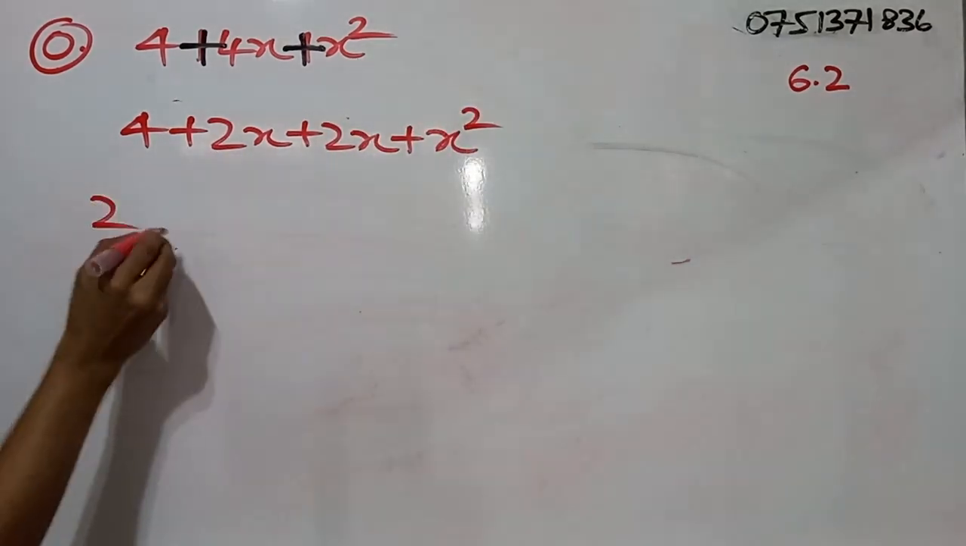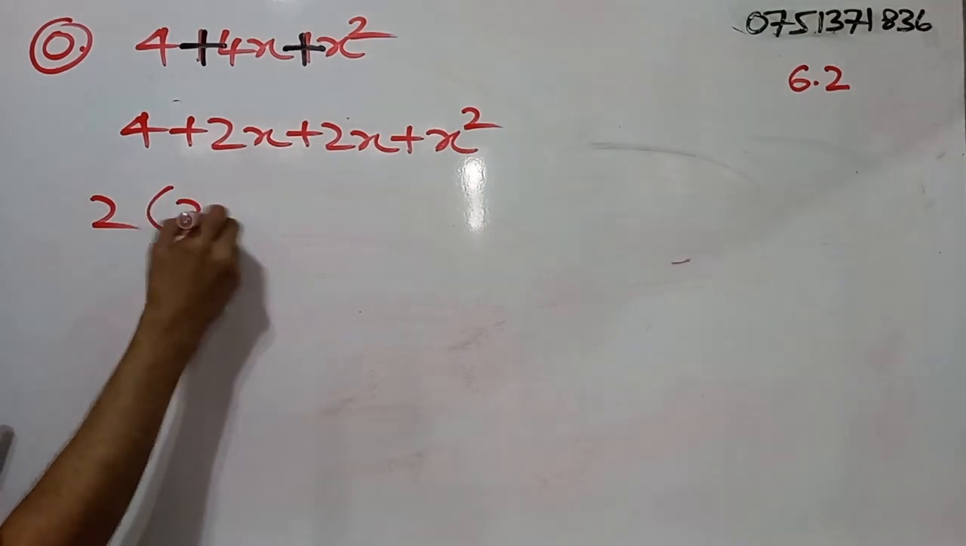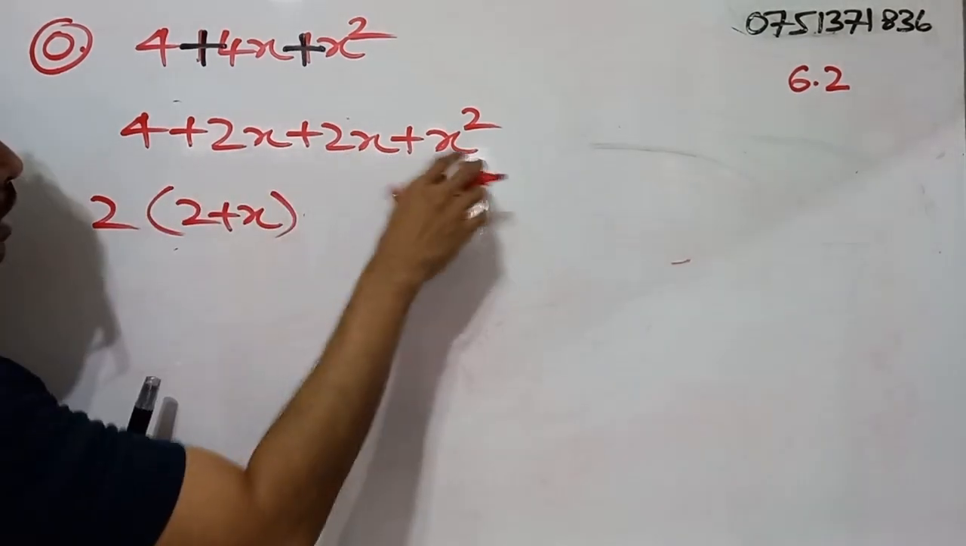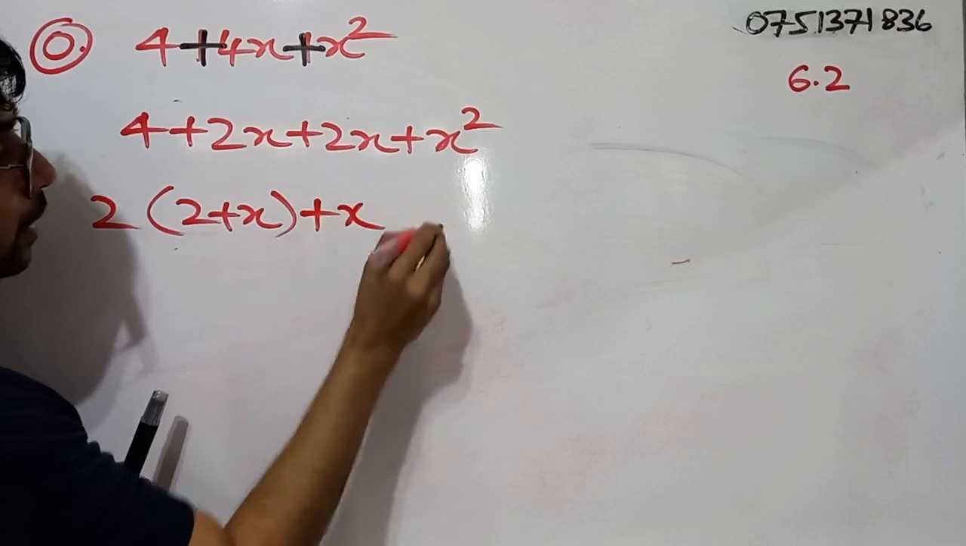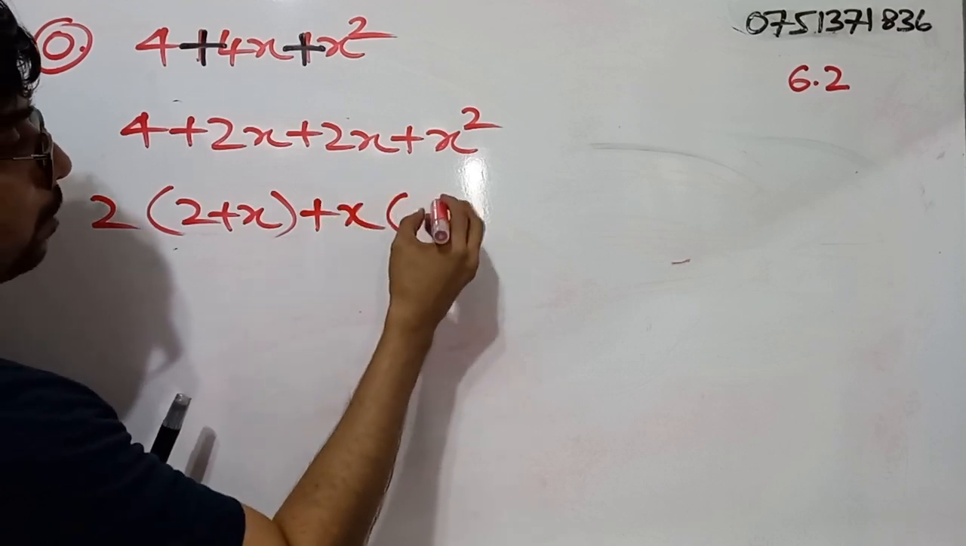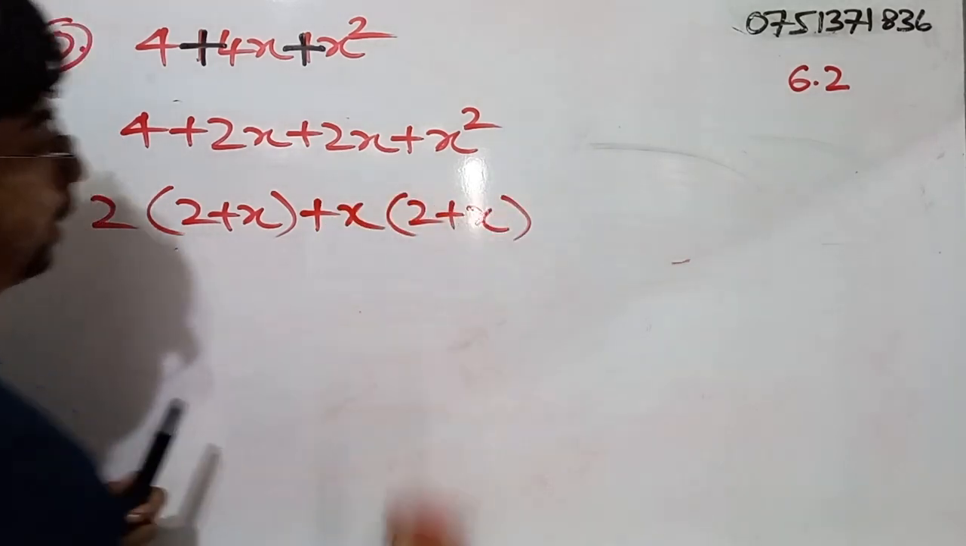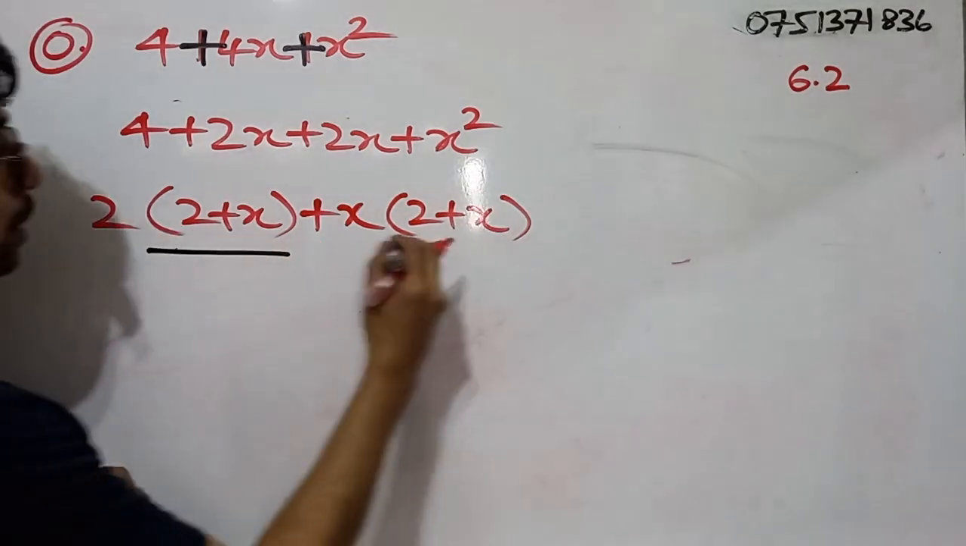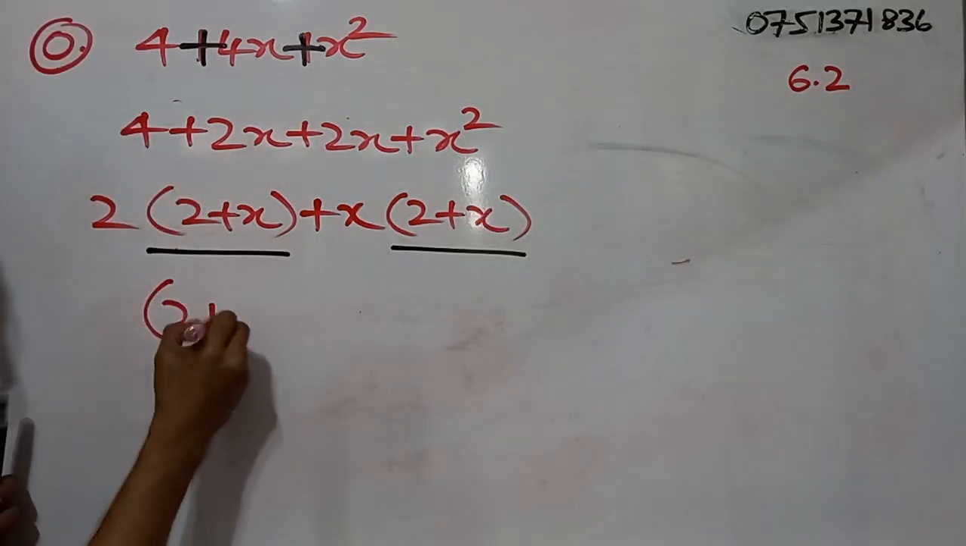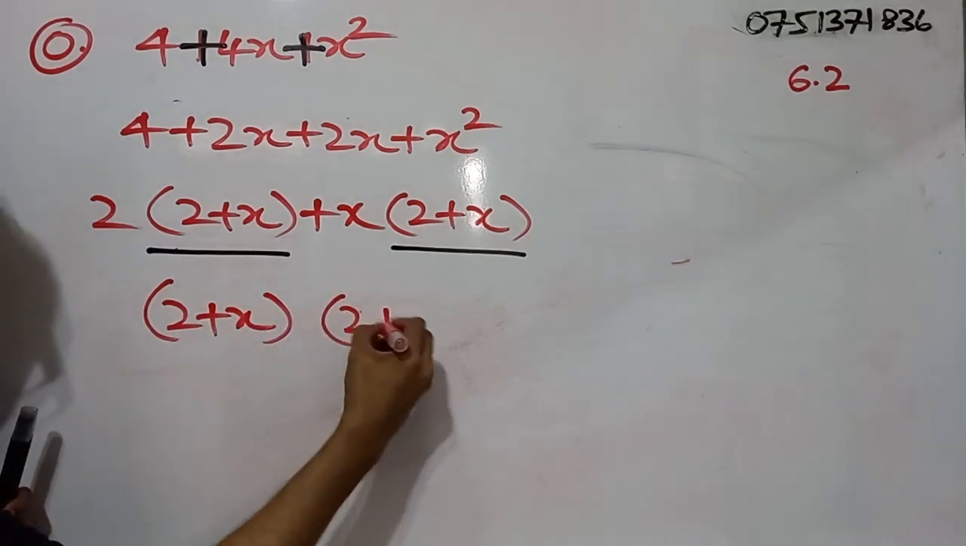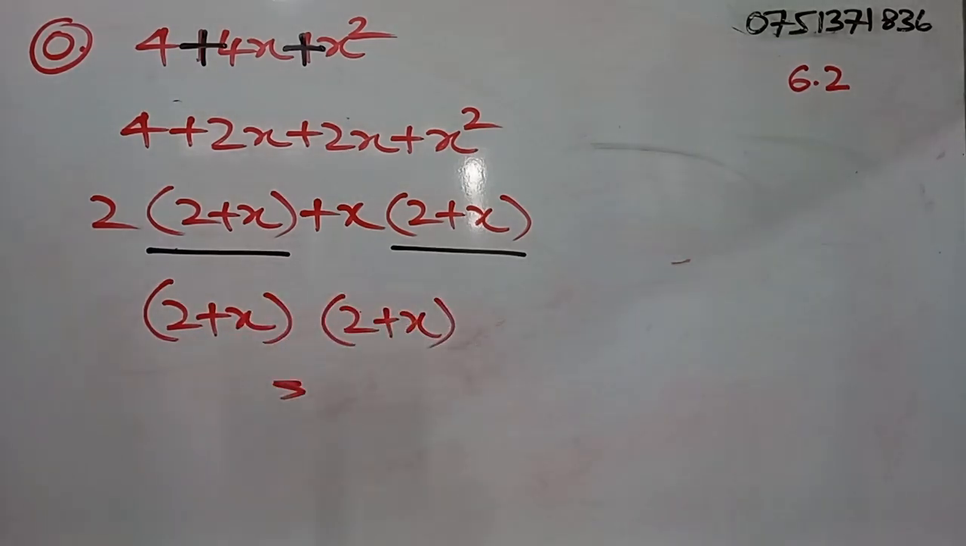Consider these two, the common factor is 2. So what goes inside? 2 plus x. So consider these two. What is common factor? X. So what goes inside the brackets? 2 plus x. Now these two expressions are common. So we can write 2 plus x, 2 plus x. So this is the answer.